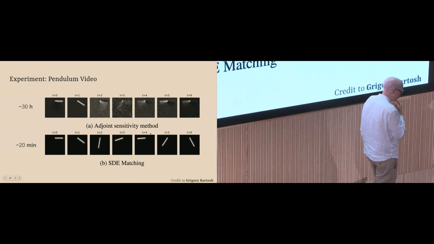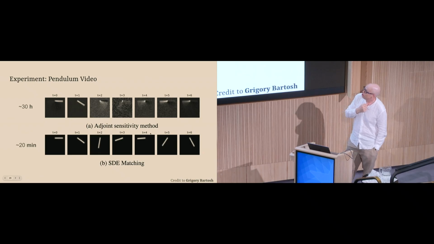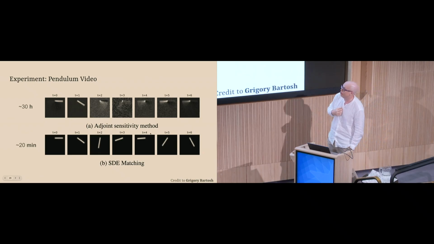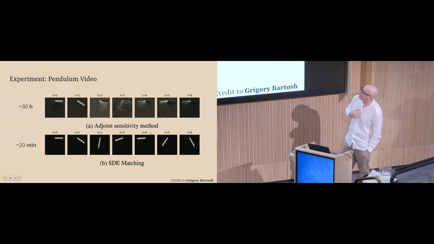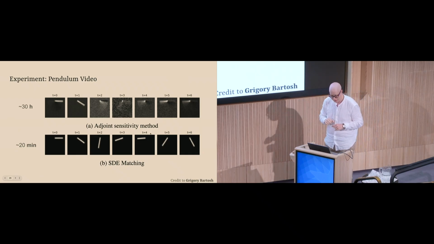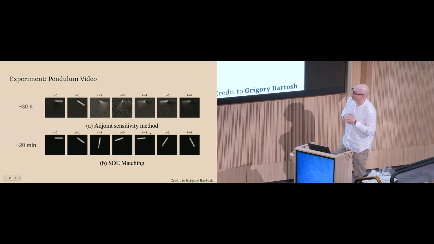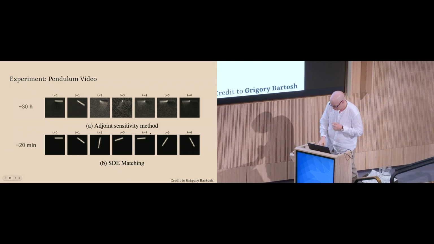So if you look, we ran this small experiment on a GPU, where we let the adjoint sensitivity method, this latent SDE, train for 30 hours, and it kind of got the ends of the sequence, but it couldn't really capture the full dynamical motion. Whereas the SDE matching approach did this in 20 minutes on the same GPU for the same setting.